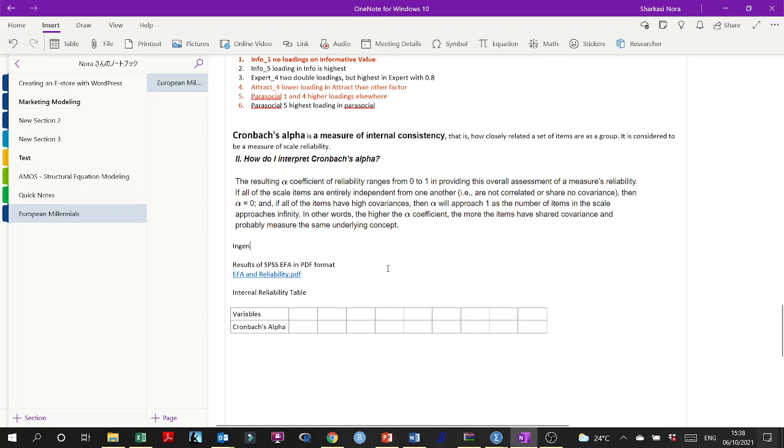But in general, the acceptable threshold for Cronbach alpha is 0.7. You are so happy if you got 0.7. Sometimes 0.6 is acceptable if you don't have a theory and your sample size is not that huge, but you have a very solid literature. Well, good luck.